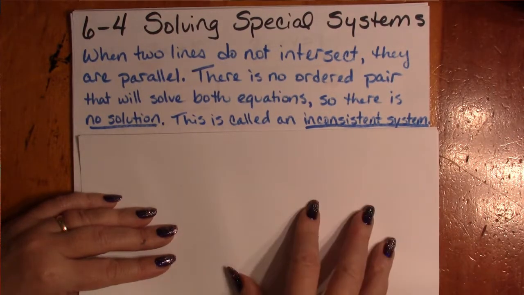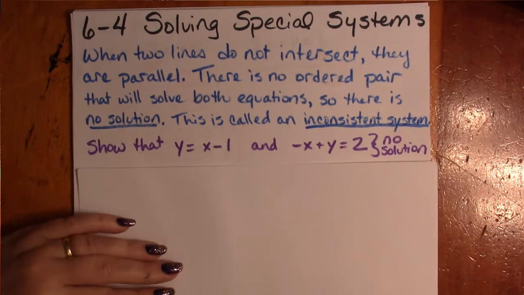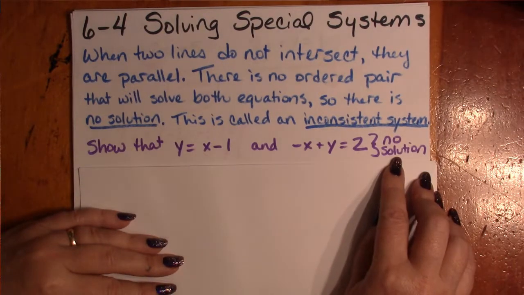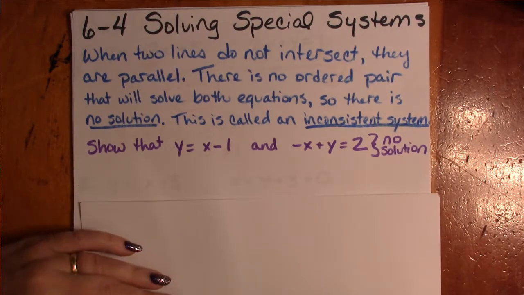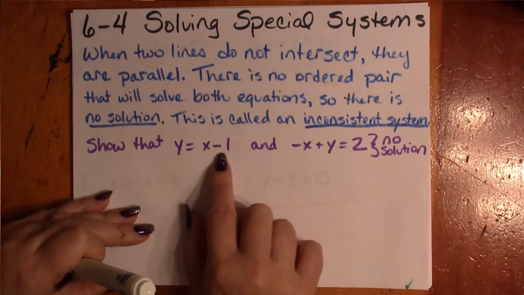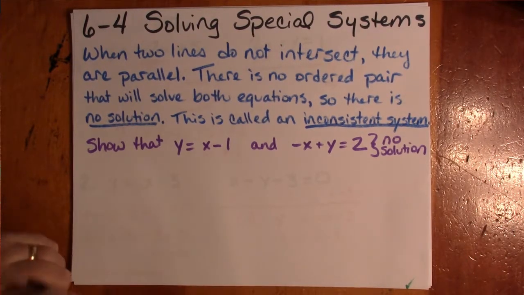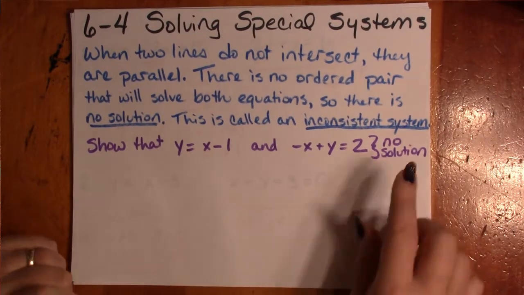So what this part of this section is going to do is show you lines that have no solution, and they're going to ask you to prove that mathematically. And essentially what you're doing is you're proving that they have the same slope. So we have y equals x minus 1 and negative x plus y equals 2. And you have to prove that there is no solution.